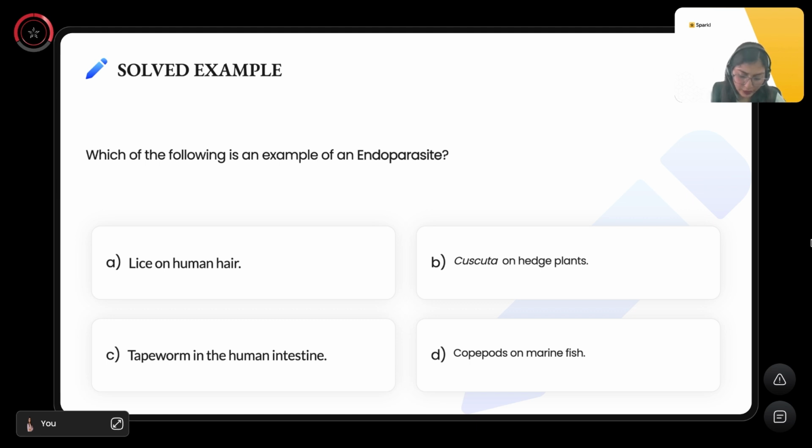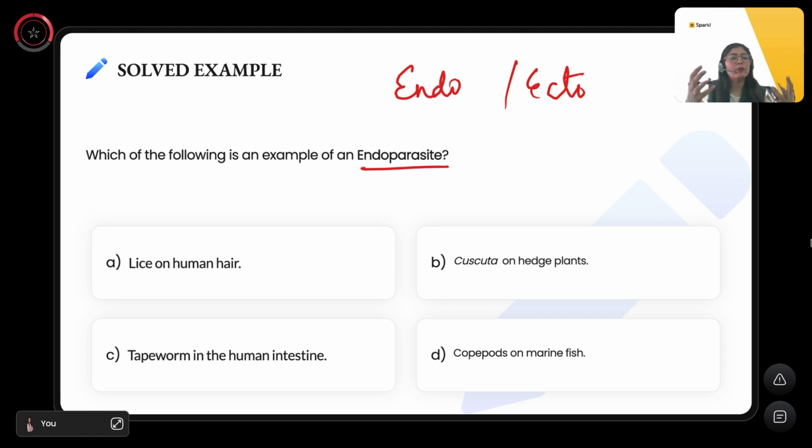Which of the following is an example of an ectoparasite? Now, parasites are of two types: ectoparasite and endoparasite. Endoparasites are the ones जहां पे parasite आपको host के body के अंदर मिलेगा. Ectoparasites are the ones जहां पे जो parasite है वो host के body के ऊपर आपको दिखेगा. Okay. Now, if you look at the first option, यहाँ पे lice on human hair, ये सारे के सारे जो हैं बेटा these are ectoparasites.